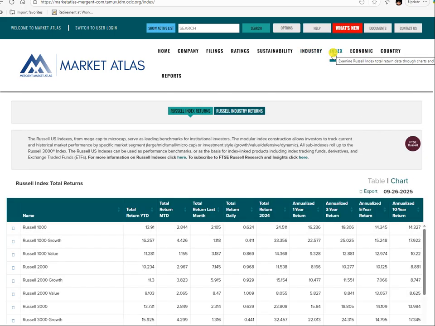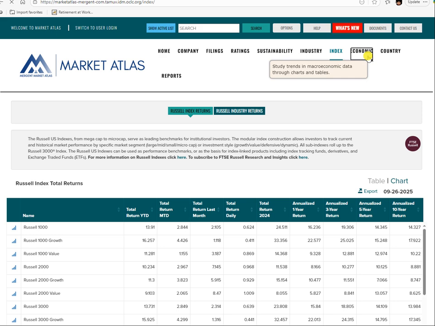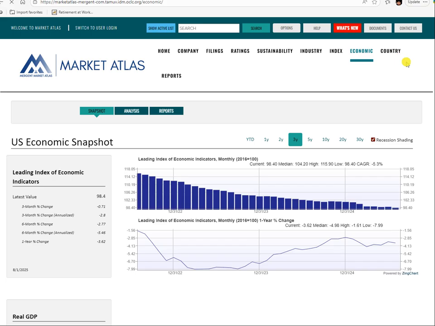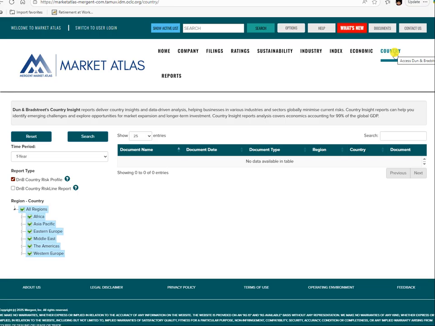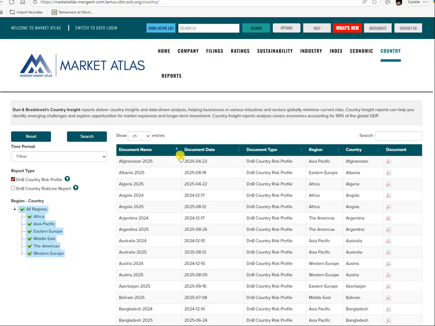Right, Russell indexes, total returns, economic indicators, right? And the country insight report. Right? If you want to invest overseas, make sure you check those country reports. It's a country risk profile. Right, so basically a lot of stuff in the Mergent database. I'm sure it will be very useful when you conduct various business research, not only for accounting, right, but also for other research.